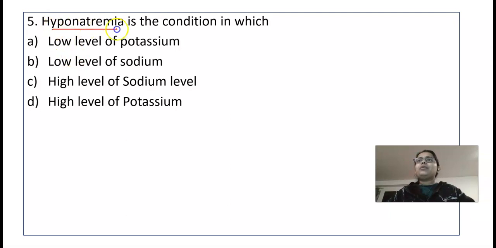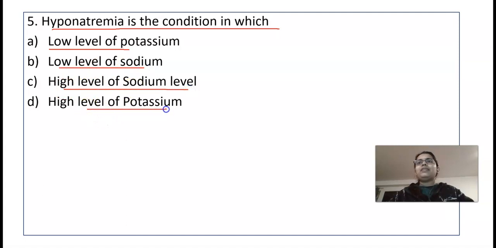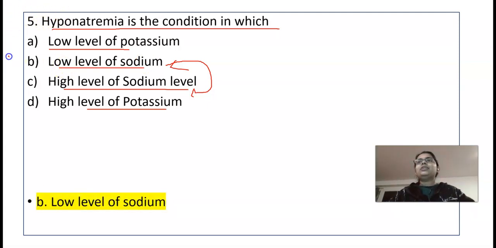Question number 5, hyponatremia is the condition in which, hyponatremia, you have to know that. So there are four options: low level of potassium, low level of sodium, high level of sodium, high level of potassium, okay? So don't be confused between sodium and potassium. You have to study both the parameters and both the terms nicely. So for hyponatremia the correct answer is B, that is the low level of sodium. If inside our body the sodium level is low, then that condition is known as hyponatremia.